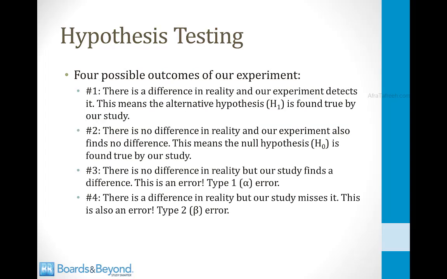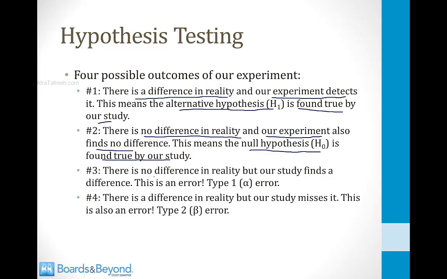So there are four possible outcomes of our experiment. Possibility number one is that there is a difference between the two means in reality, and our experiment detects this. This means the alternative hypothesis H1 is found to be true by our study. Possibility number two is that there's no difference in reality, and our experiment also finds no difference. This means the null hypothesis H0 is found true by our study.